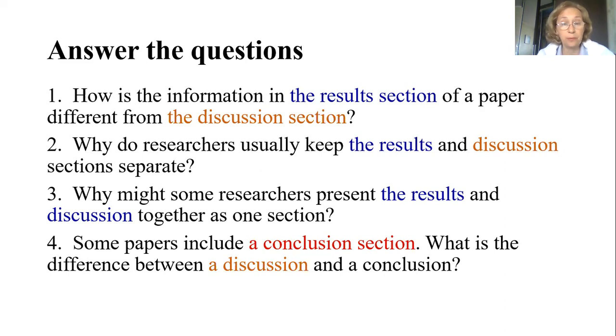For example, if other researchers are interested in our topic and in our paper, they can just have a look at the results section. And then they do not, for example, read the discussion section, and they can only see the facts that we have found in our experiments. So it's more objective.